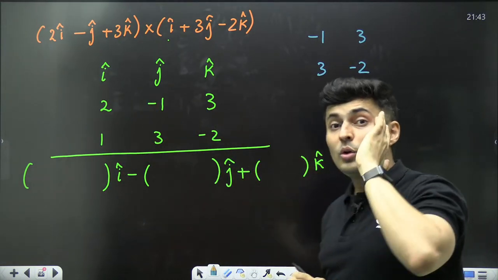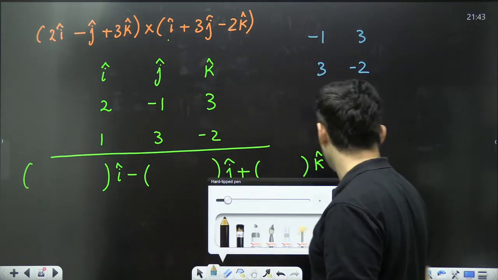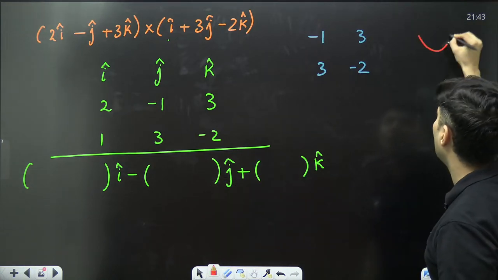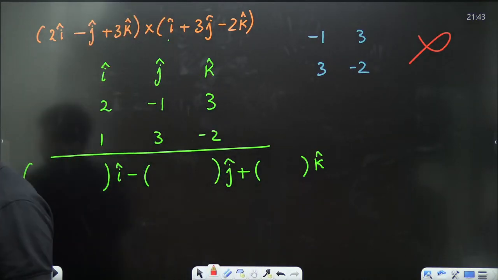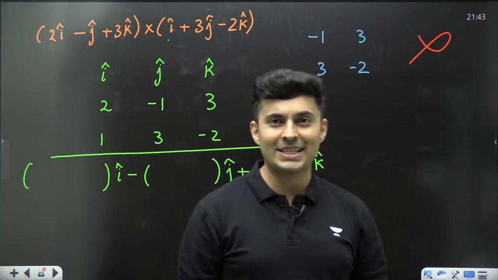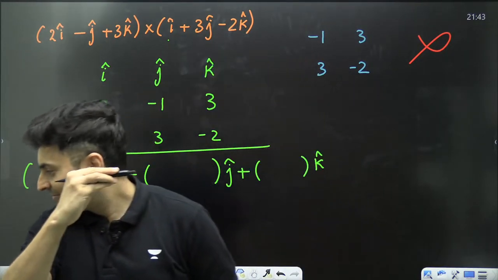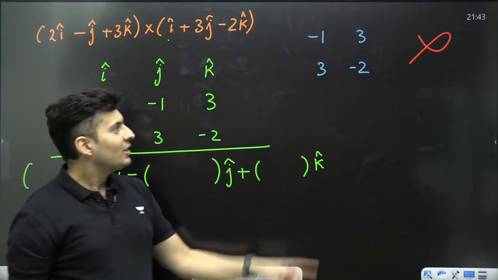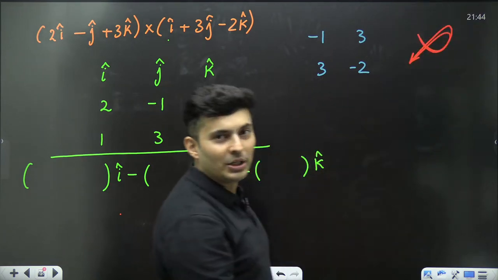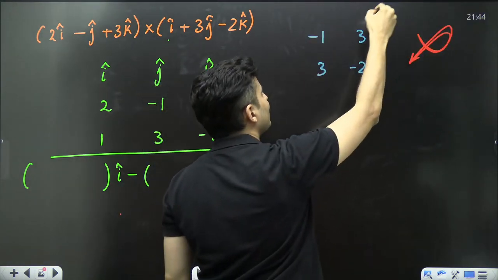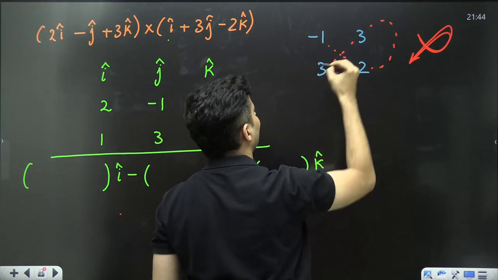Now, do you remember those days when the teacher used to give you a wrong mark? Incorrect, wrong. This is the favorite symbol of teachers. Yes or no? Agree or disagree? So just do that. This is the direction in which you need to go. Go like this and come like that.